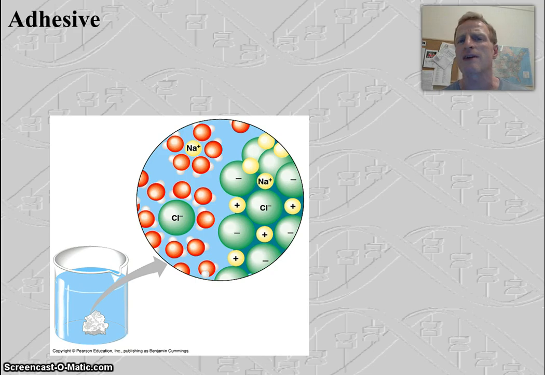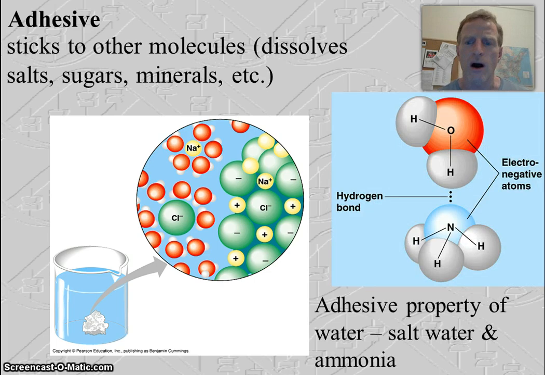Another important property of water is it doesn't just stick to itself due to its polarity, it also sticks to other compounds. So for example, salt, sodium chloride, those charged sodium and chloride ions stick to the oppositely charged regions on water. So salt dissolves in water. We call that adhesion, so it's like adhesive tape. It sticks to other things.